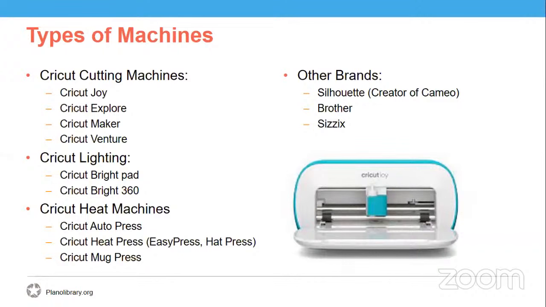Next, we have the Cricut Explore. The Cricut Explore series is currently on model number 3, having had 2 previous iterations.